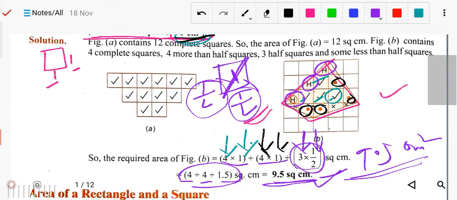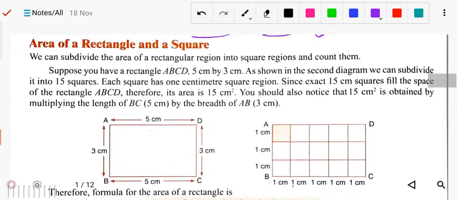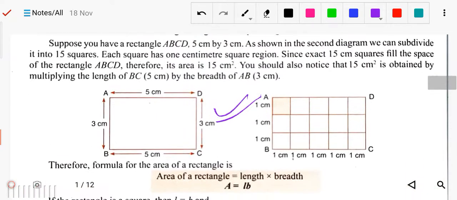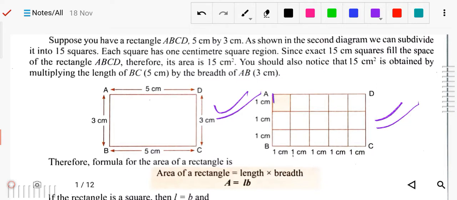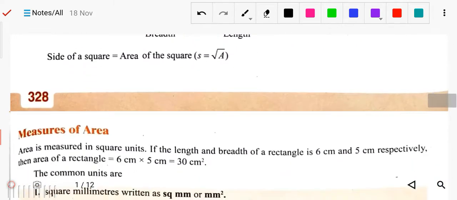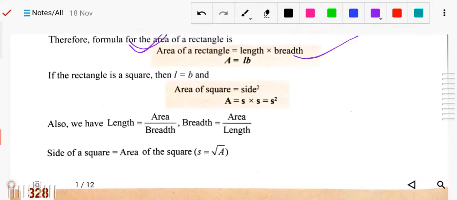Now area of rectangle, you know what the area of a rectangle is. This example I have already given. If it is a rectangle, you just divide it on your square paper into an equal number of grids and count them. The same thing you will get here. So area of rectangle will be L into B, means length into breadth. Okay, so this is the formula. Area of square is side into side.